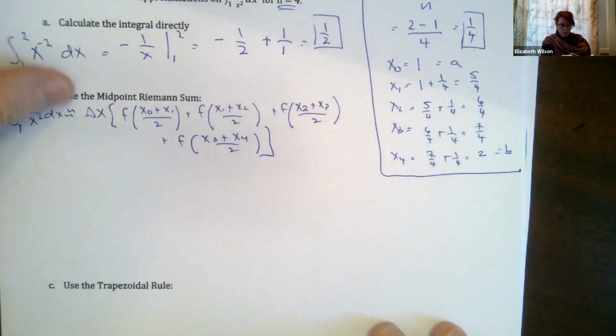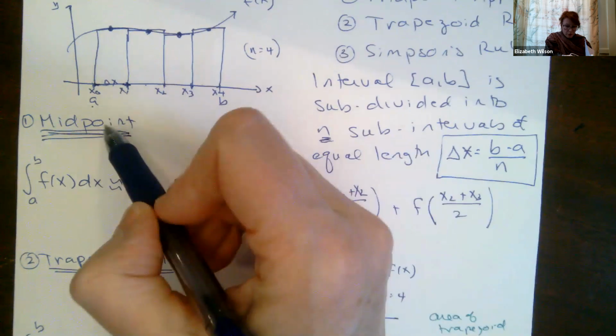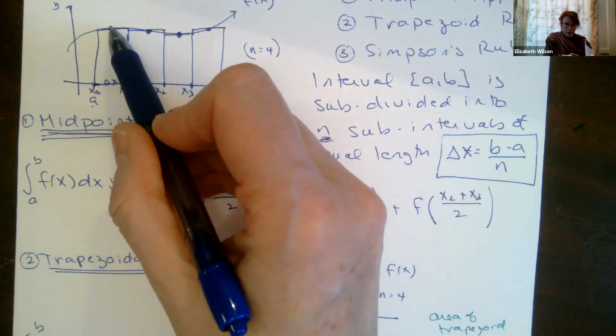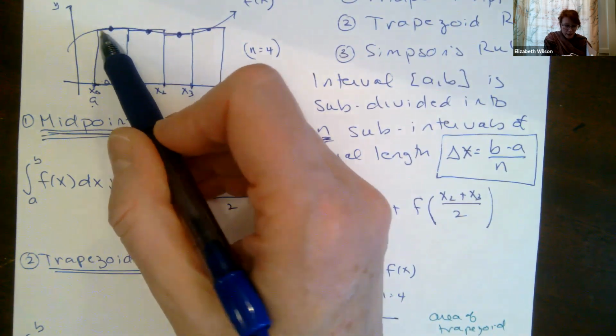Right, this is a midpoint. So I'm looking for this width plus this divided by 2 gives me this value. I'm going to plug that into my function to get the height of my rectangle.